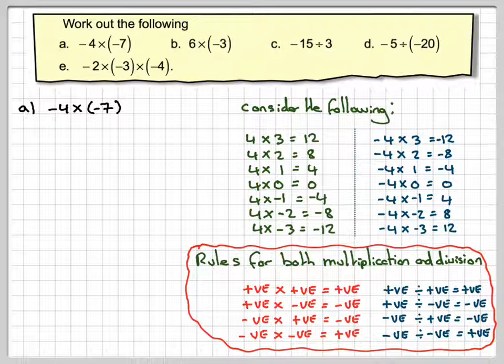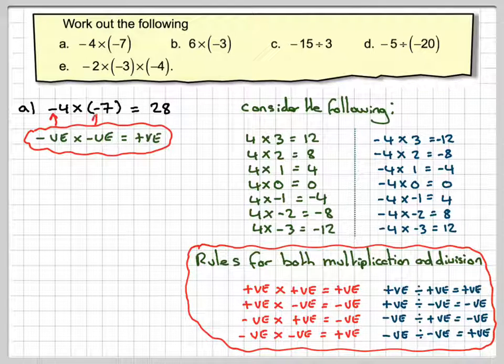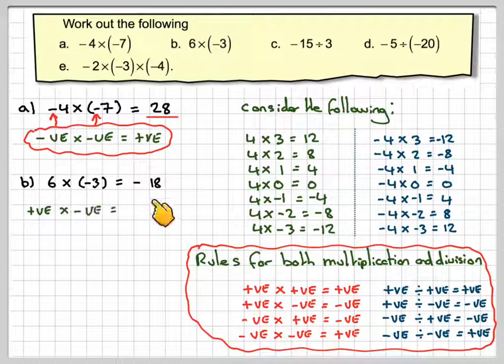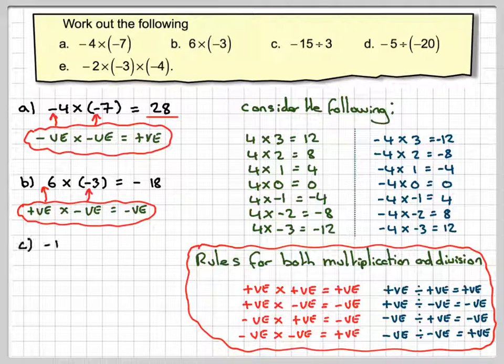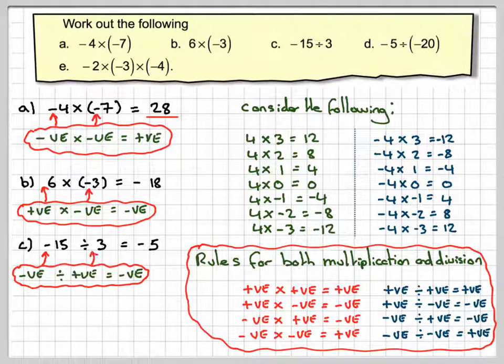So -4 times -7, well, 4 sevens are 28. They are both negative, so the answer will be 28. 6 times -3, so we've got a positive times a negative, so the answer will be -18. -15 divided by 3, so we've got a negative divided by a positive, so the answer will be -5. And then -5 divided by -20, two negatives, so the answer will be 5/20, which cancels down to be 1/4.